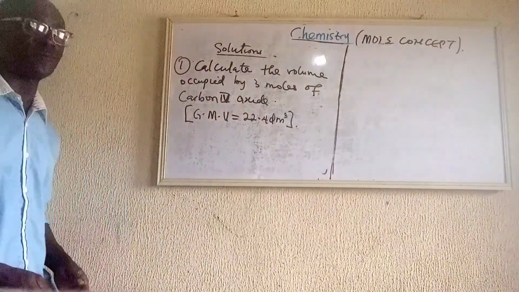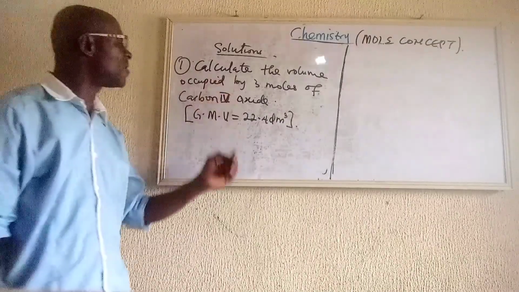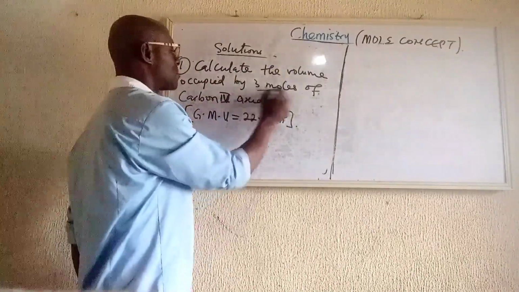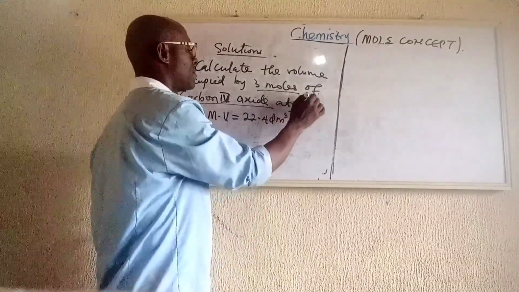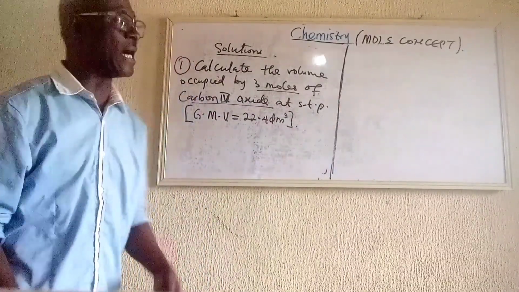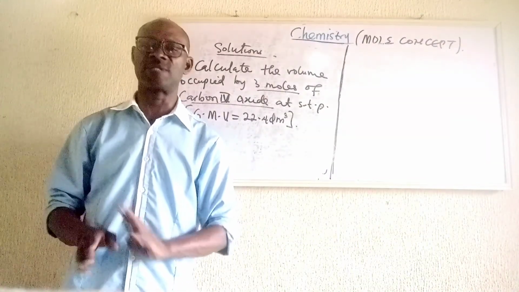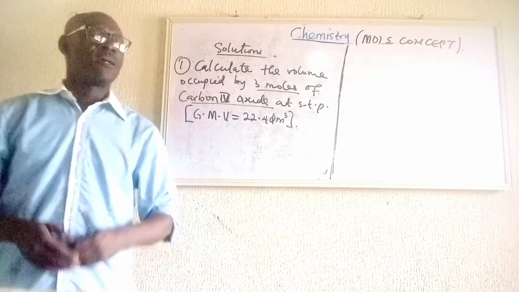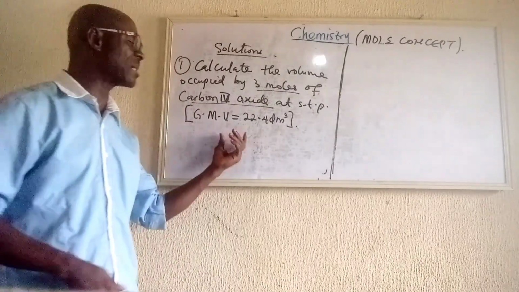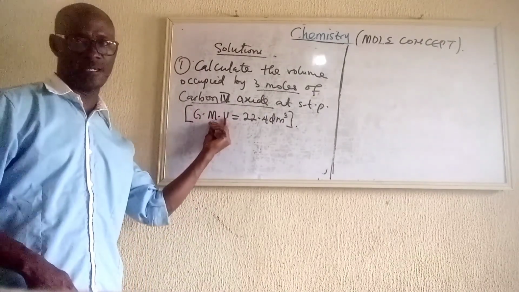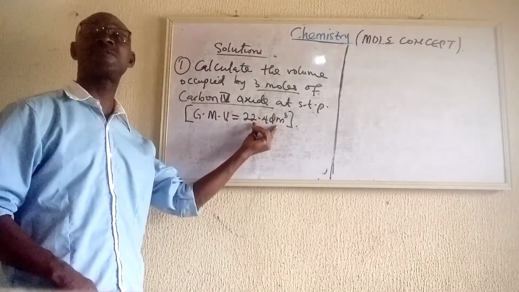Alright, the first question can be solved this way. Calculate the volume occupied by 3 moles of carbon(IV) oxide at STP. Now, carbon(IV) oxide is a gas. There is no iota of doubt about that. And we are given 3 moles of it. And we are given in the bracket here that GMV, that is gas molar volume, is 22.4 dm³.